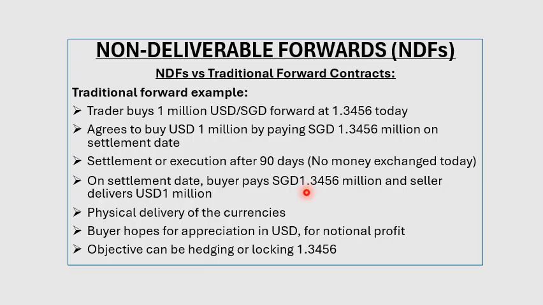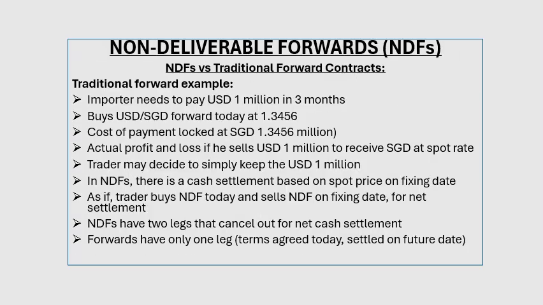This forward contract may turn out to be a wise move for the buyer if the USD appreciates, else it may be a relatively bad decision. This can be checked by calculating the mark to market or the notional profit based on the spot rate on the settlement date. Of course, if one simply wants to hedge or lock in the 1.3456 rate, the trader will achieve his objective. For example, if an importer needs to pay USD 1 million in 3 months and buys USD SGD forward at 1.3456 today, he locks in this rate.